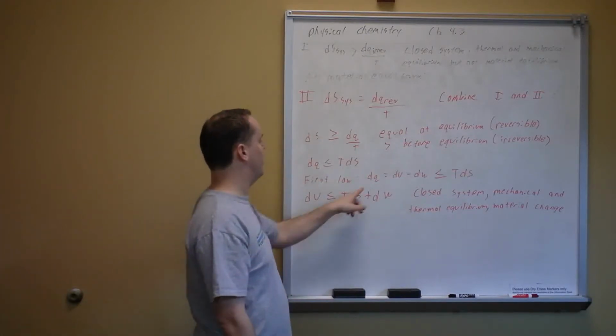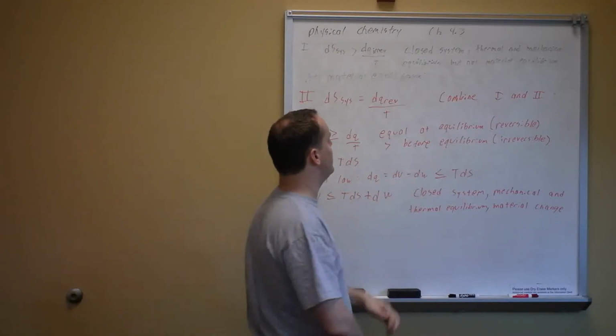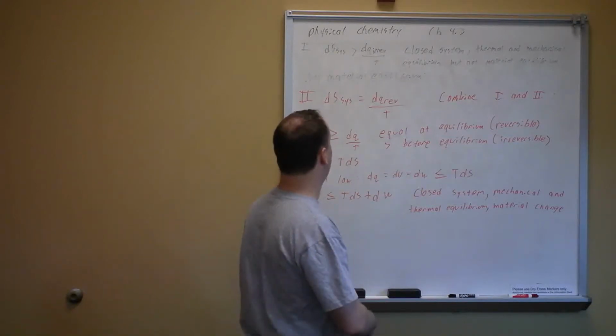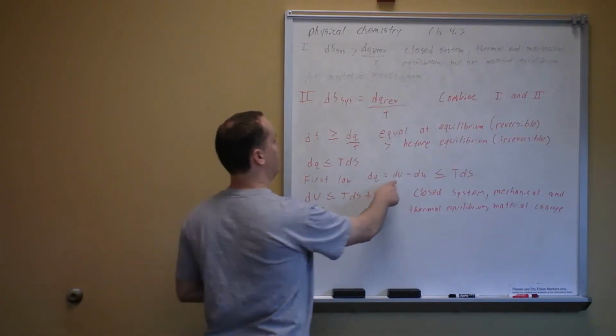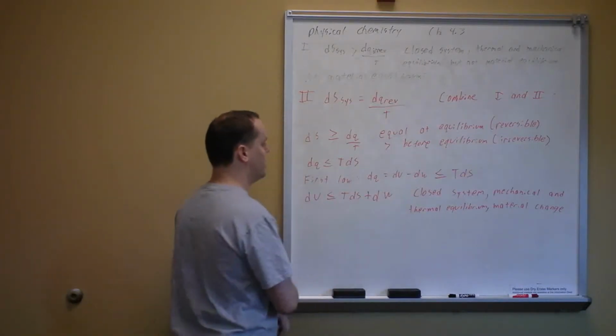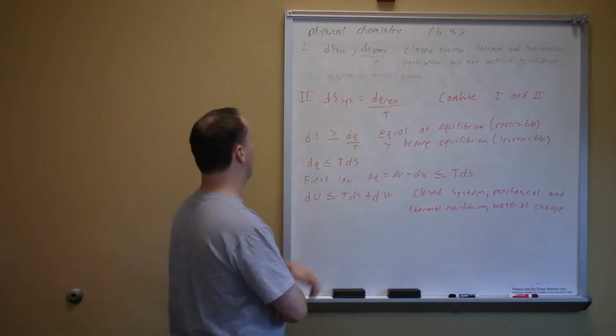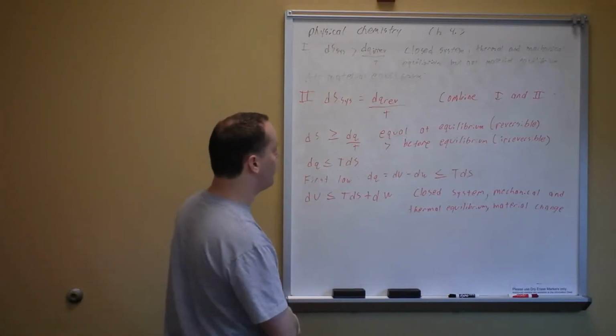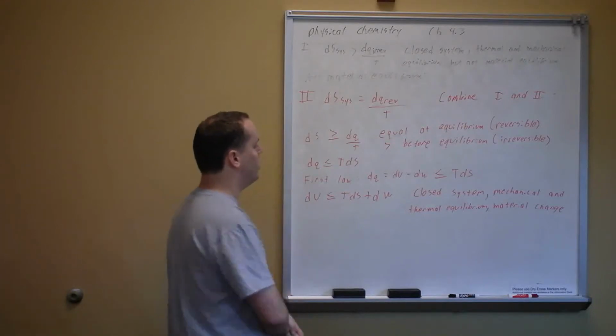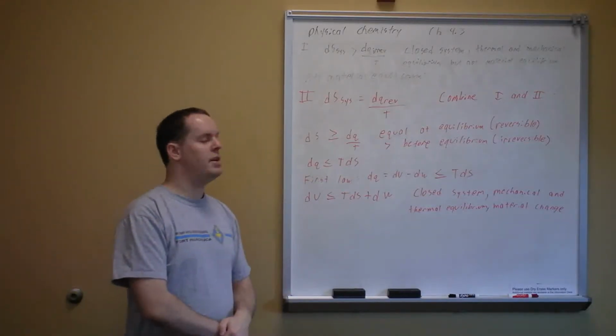Now remember, the first law says that dq is equal to dU minus dw, so substituting that back in, we know that dq is less than or equal to TdS, or is less than or equal to dU minus dw. So we know now that dU is less than or equal to TdS plus dw for a closed system in mechanical and thermal equilibrium, but going through a material change.